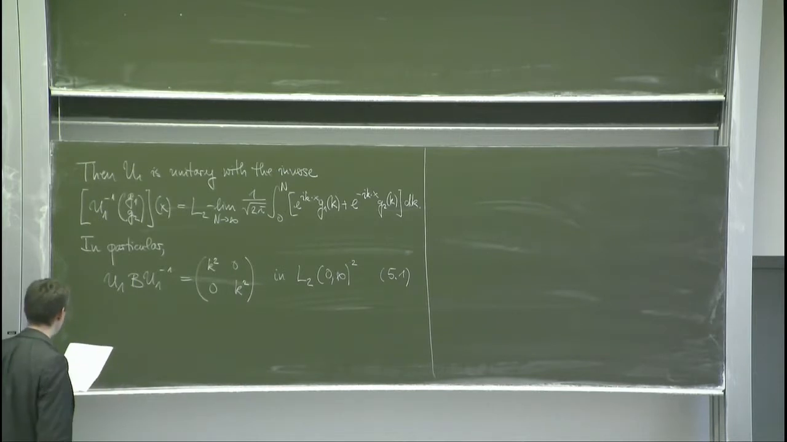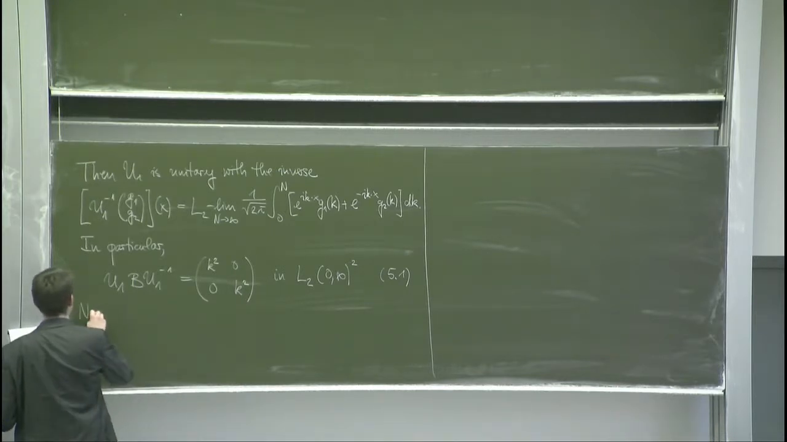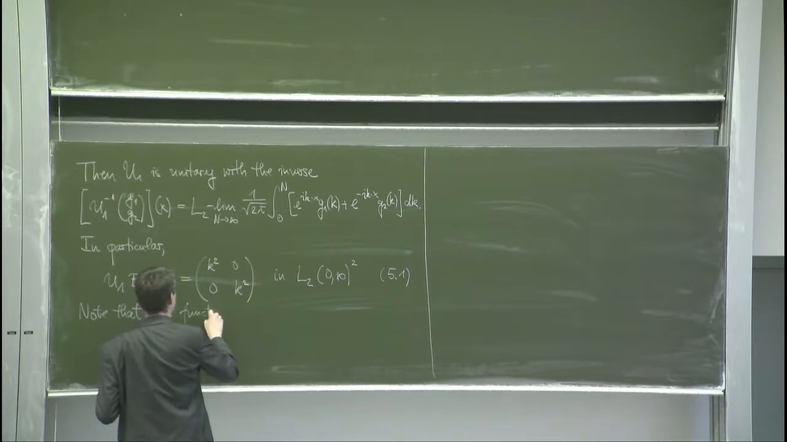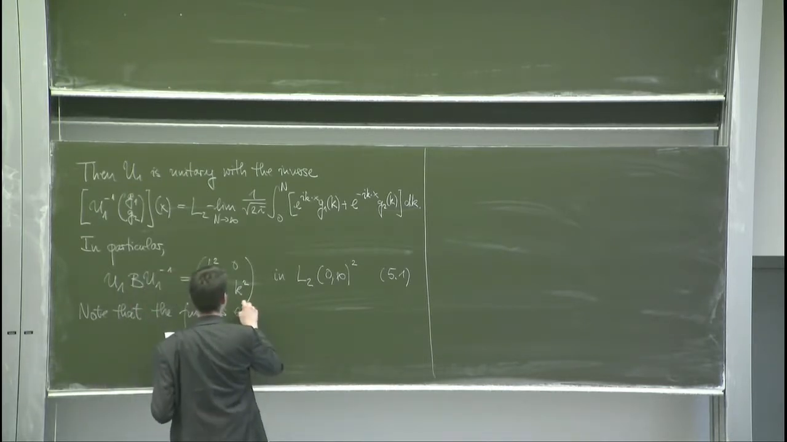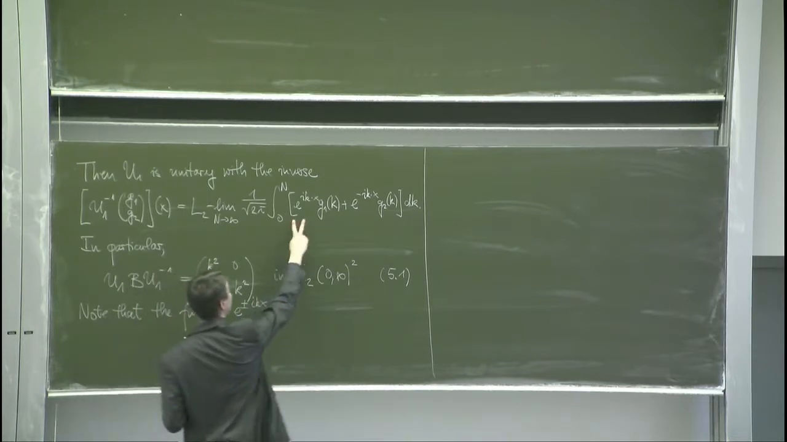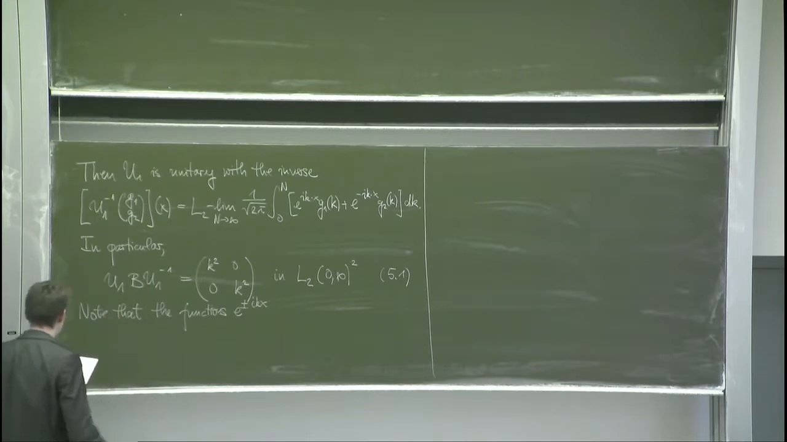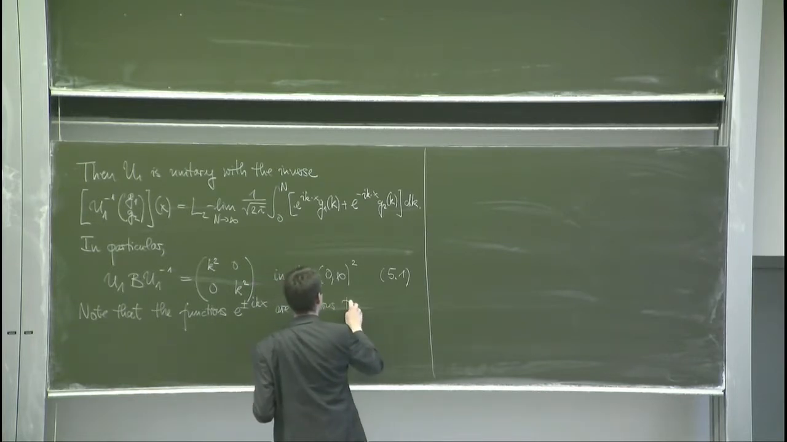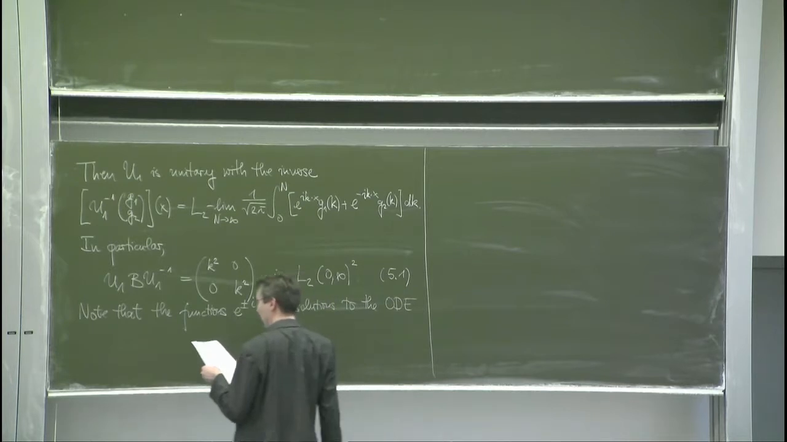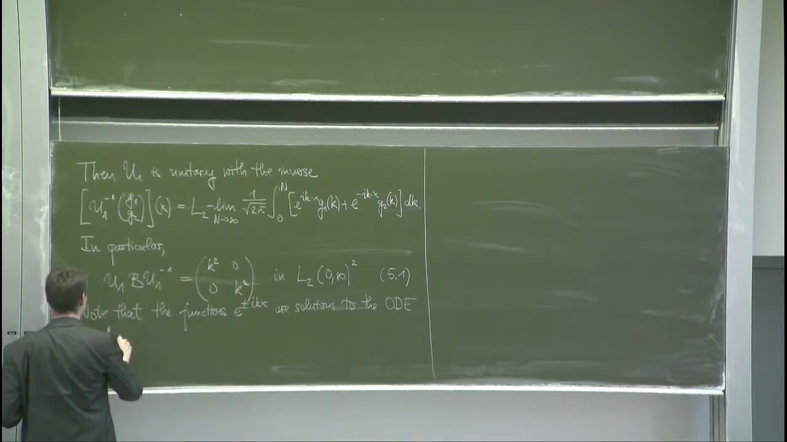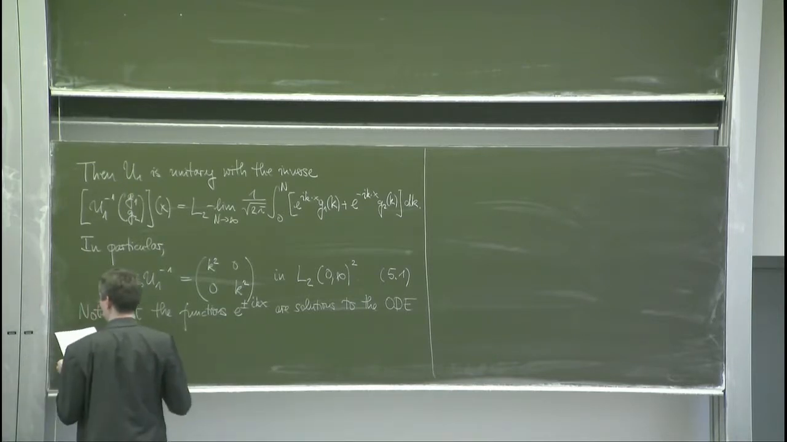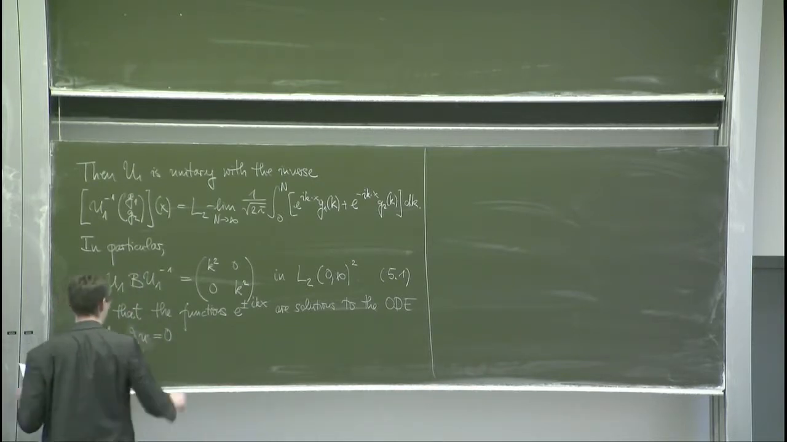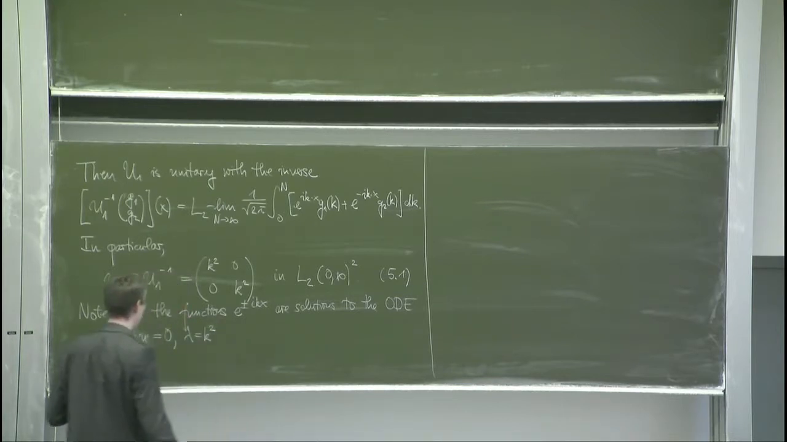What is important to note is the following. Note that the functions exponential plus or minus I kx that occur here in these definitions, they of course are solutions to the ordinary differential equation minus second order derivative of u plus vu plus lambda u is equal to 0 for lambda equal to k to the power of 2.